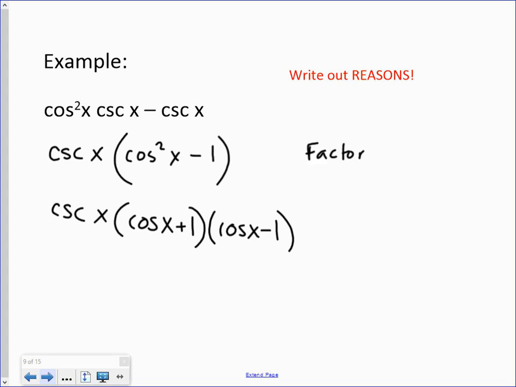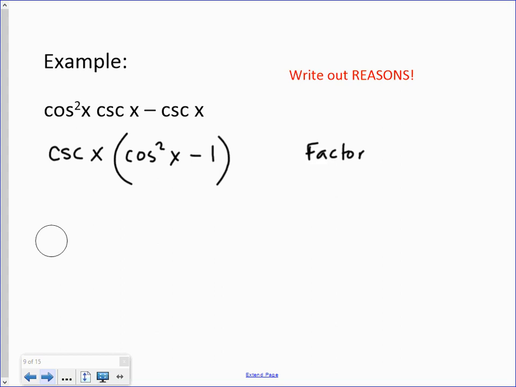So I'm going to backtrack. It was a great idea. It works. It was allowable. But instead of factoring, maybe I should have just done a Pythagorean identity. So I'm going to put my reason down here as Pythagorean identity.